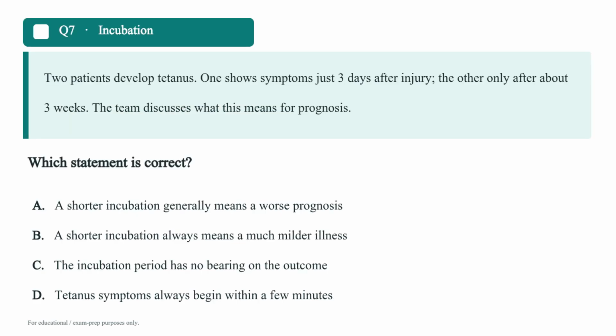Question 7. Two patients develop tetanus. One shows symptoms just 3 days after injury, the other only after about 3 weeks. What does this mean for prognosis? Option A. A shorter incubation generally means a worse prognosis. Option B. A shorter incubation always means a much milder illness. Option C. The incubation period has no bearing on the outcome. Option D. Tetanus symptoms always begin within a few minutes. Pause here and choose your answer.